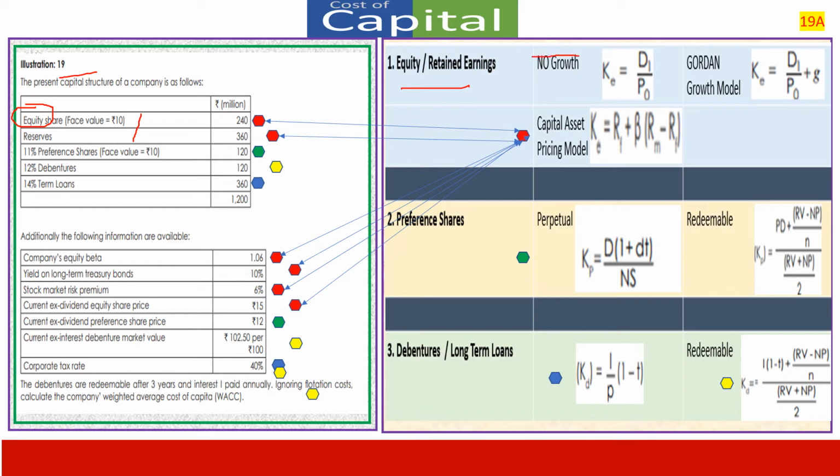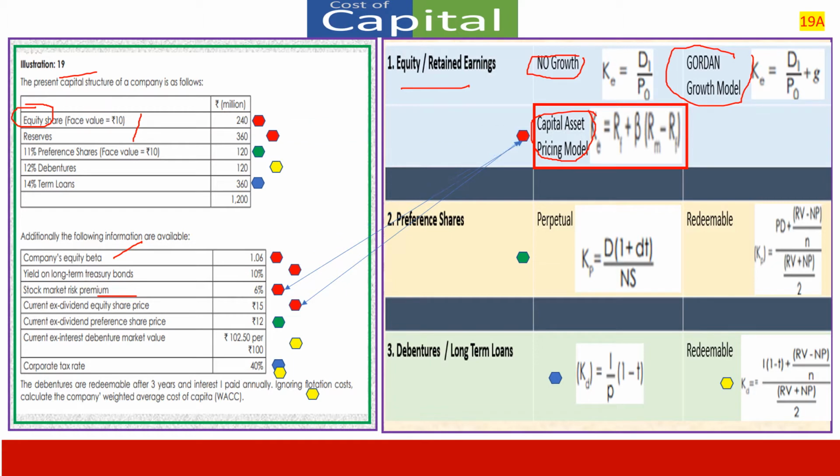Which formula do we need to use? As we saw, we have three, but what we find here is that we are given the beta. We are given the normal risk-free return, and we are given the market risk premium. Of course, we are going to use the capital asset pricing model for this purpose. That we identify. Once done that, we go to the next source of finance.